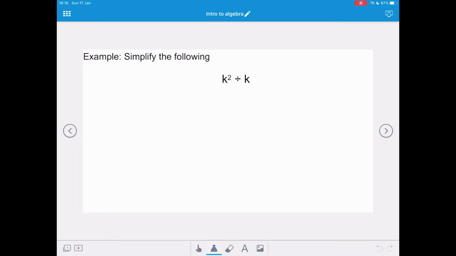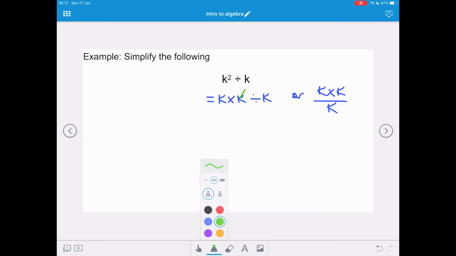In this dividing simplification, we've got k squared divided by k. Now, we've got different powers of k, so we want to rewrite this, expanding that k squared to k times k divided by k. Or again, we could write it as a fraction as k times k over k. And we can cancel out 1k because we've got a k common to both sides of our divide sign, or we've got a k common to the numerator and the denominator. And that means that the final answer is just k.